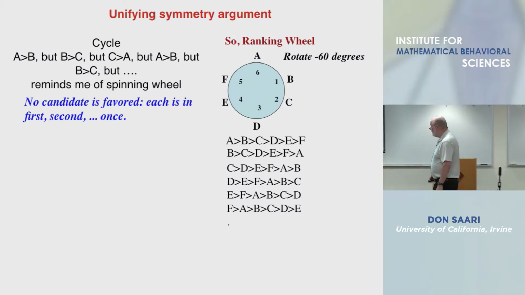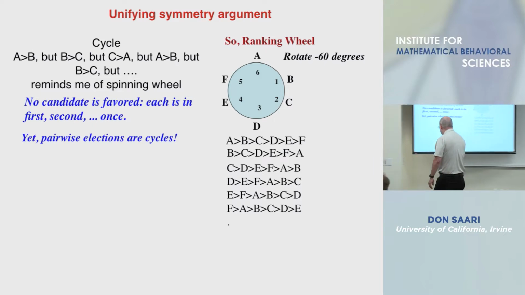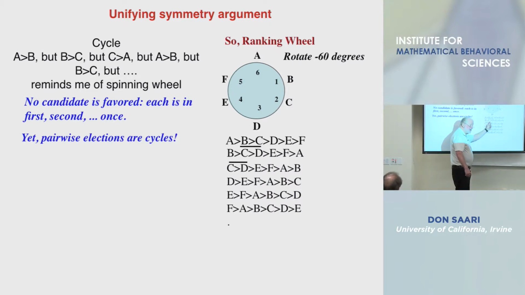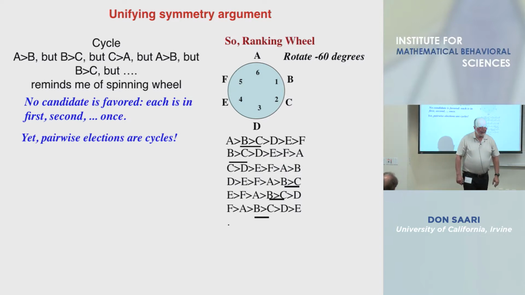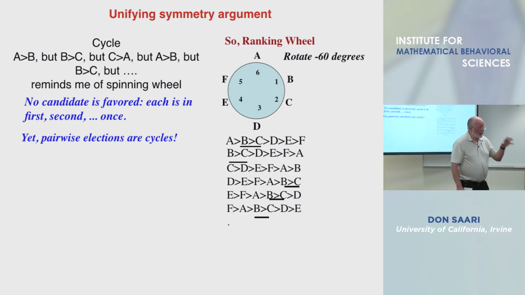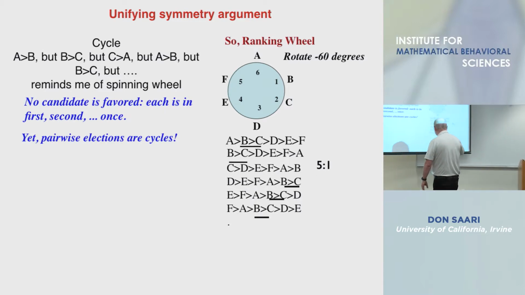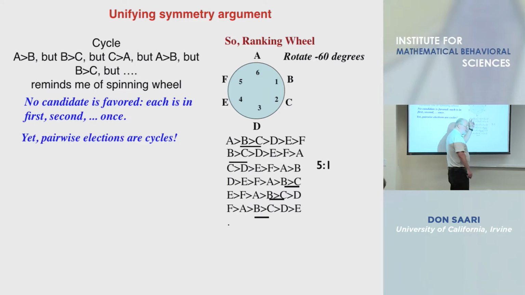But look at the paired comparisons. The paired comparisons have huge, huge cycles. Look. B is better than C, C is better than B, B is better than C, B is better than C. With this ranking wheel configuration, B beats C by 5 to 1, and in fact, one shy of unanimity. In fact, you will have that A beats B by 5 to 1, B beats C beats D beats E beats F beats A, all by 5 to 1.